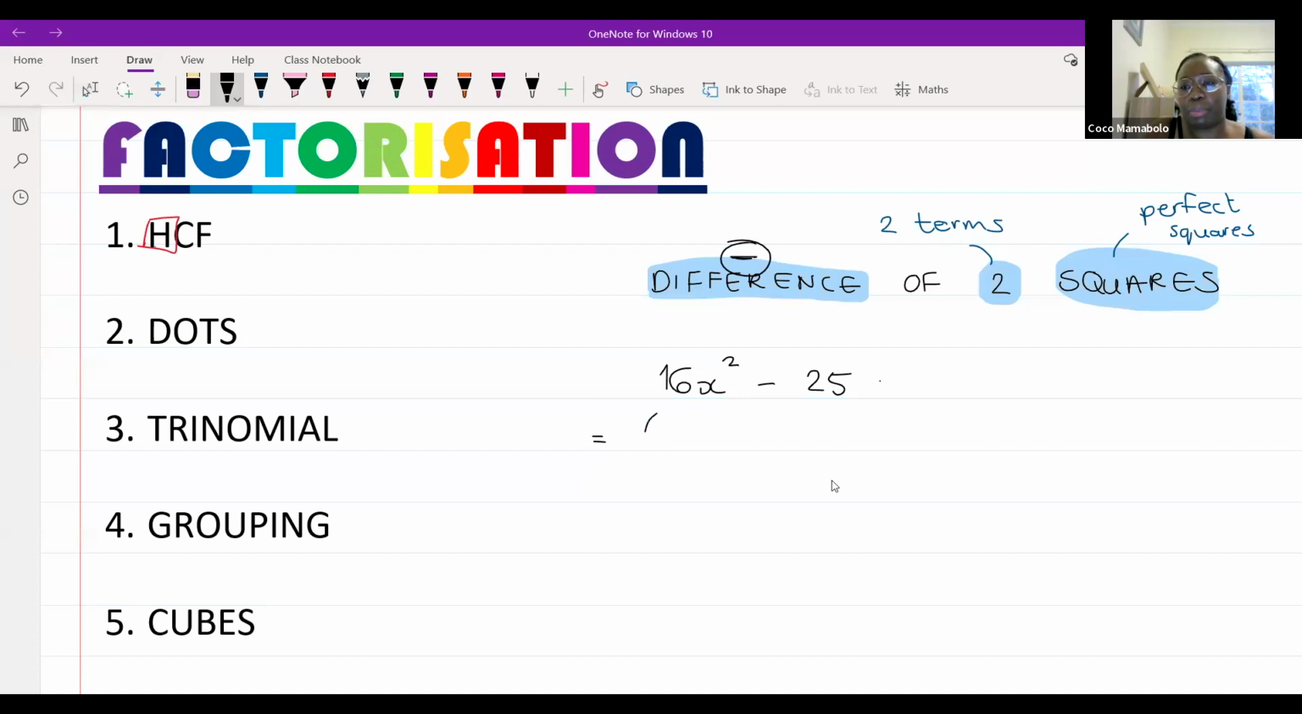Good. We know that when we have a difference of two squares, we're going to open two brackets. One is going to be a minus, one is going to be a plus. And then we're going to take the square root and the square root. The square root of 16x squared is going to give me, I know that the square root of 16 is 4, and of x squared is x. So 4x and 4x. And then the square root of 25 is going to give me 5. Well done, Lerato. 5 and 5.